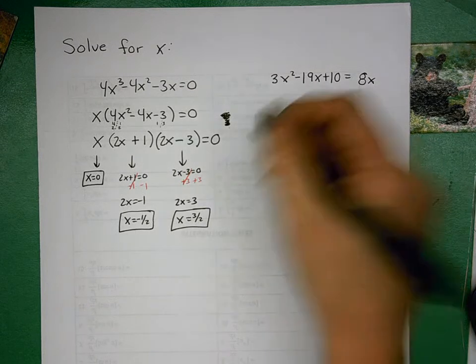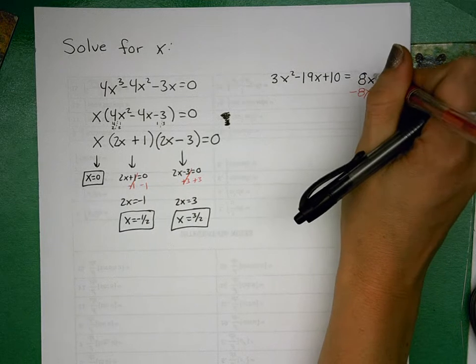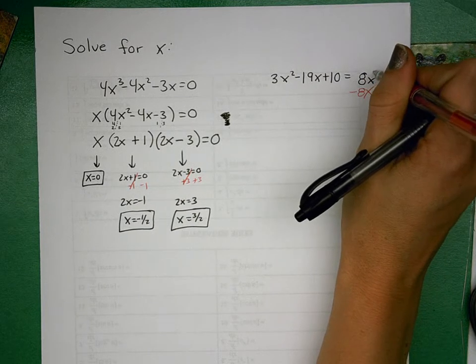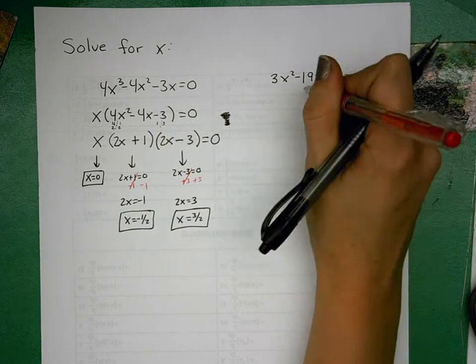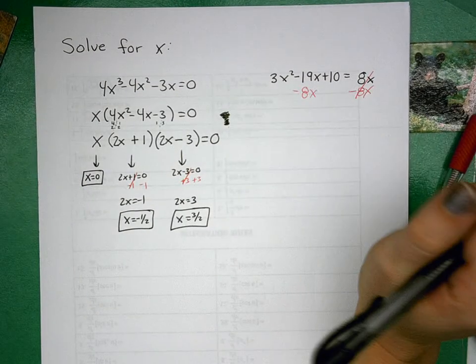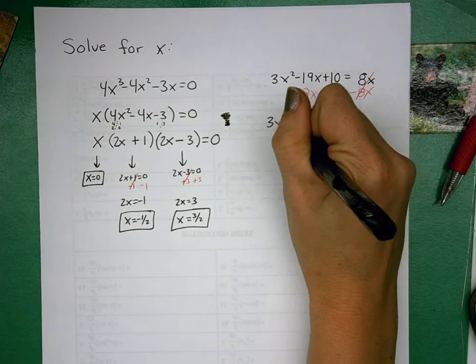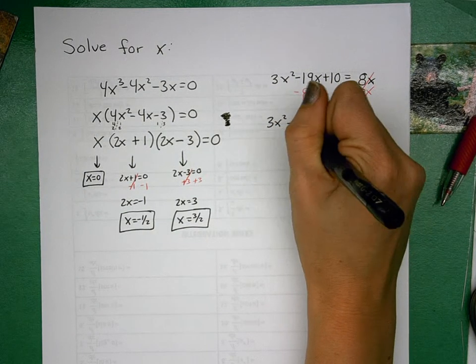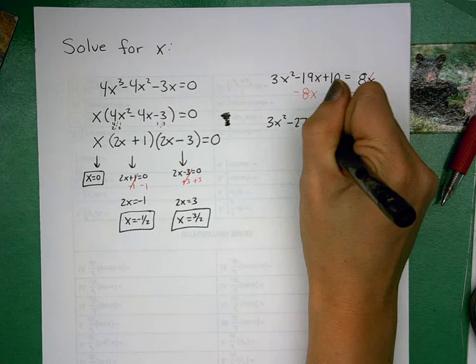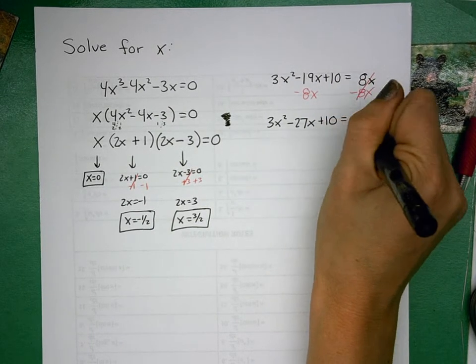Okay, so we need to get this to equal 0. So to get this equal 0, we're going to go ahead and subtract this 8x to the front. And so then simplifying this, we have 3x squared minus 27x plus 10 equals 0.